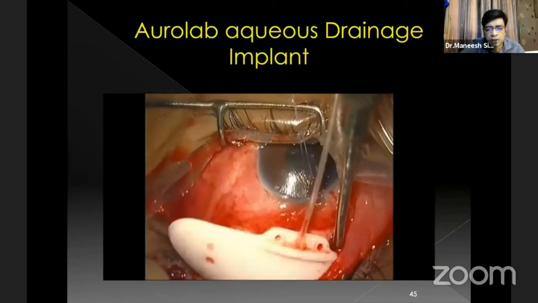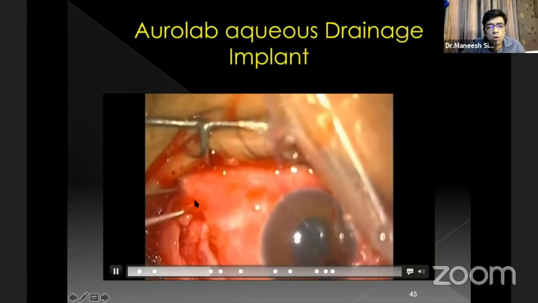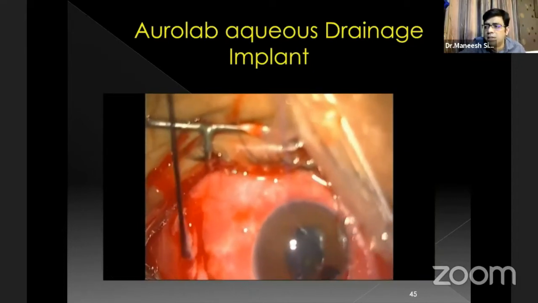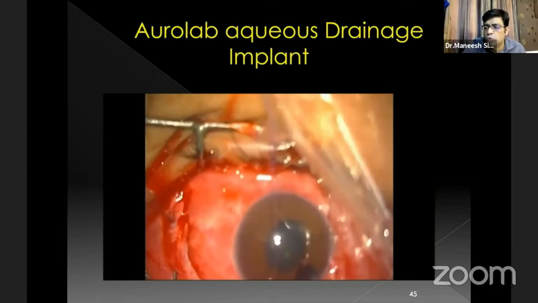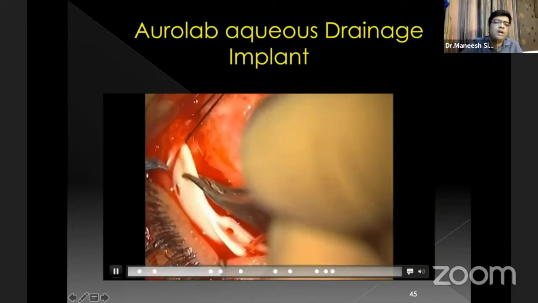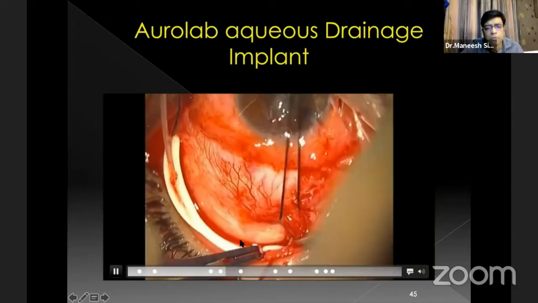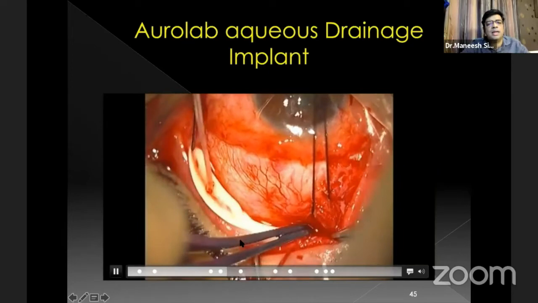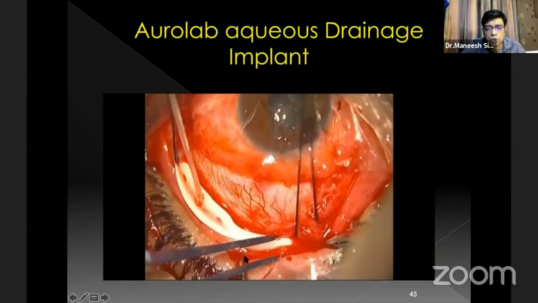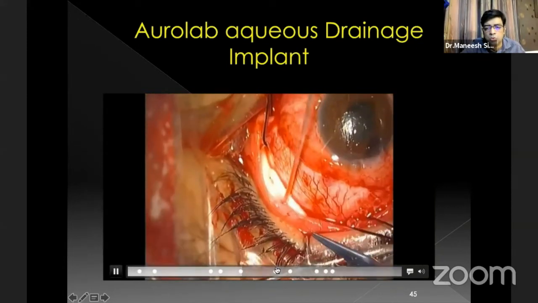After you have done the conjunctival dissection, you need to locate the muscles also, because the wings of the implant are inserted into the muscles. So the location of the muscles is important. For example, this is supratemporally we are doing, so lateral rectus and superior rectus have to be dissected, and the wings have to be inserted under the superior rectus and under the lateral rectus. Once you have done that, then you can suture the plate using the 9-0 nylon suture.